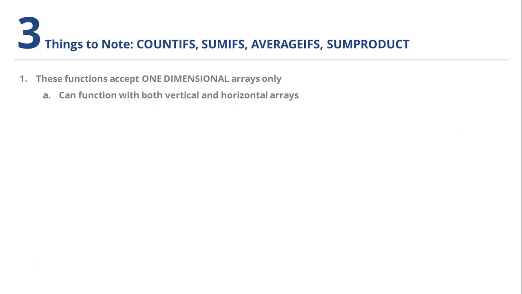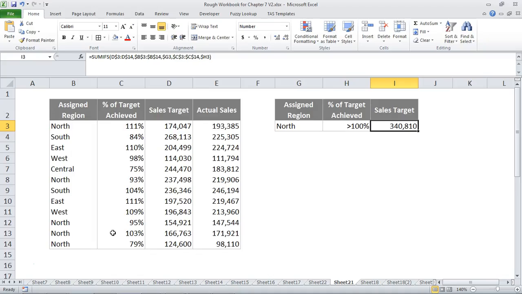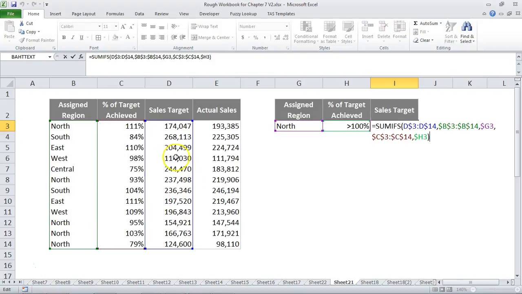The next point to keep in mind is the sum range and the criteria ranges should all be of the same size. Once again, let's look at this example. Here we are summing up the sales target wherever the region is North and the percentage of target achieved is greater than 100%. Now notice that in this example the sum range as well as the 2 criteria ranges are all of the same size.